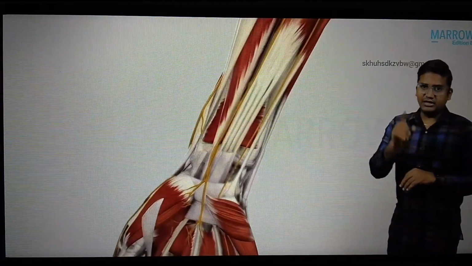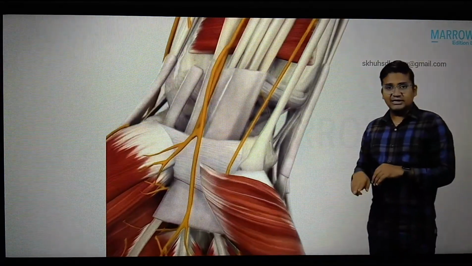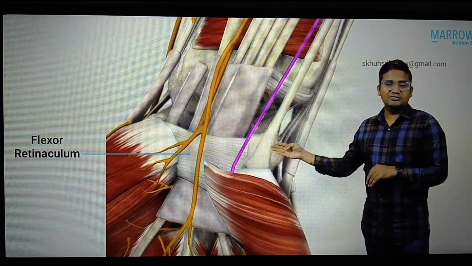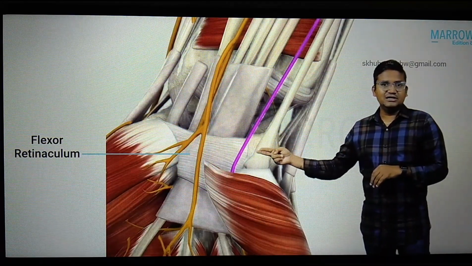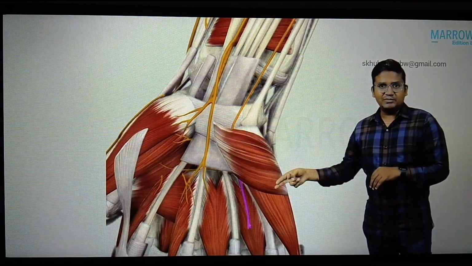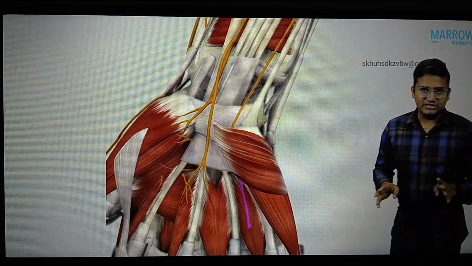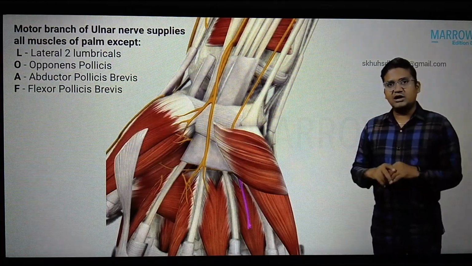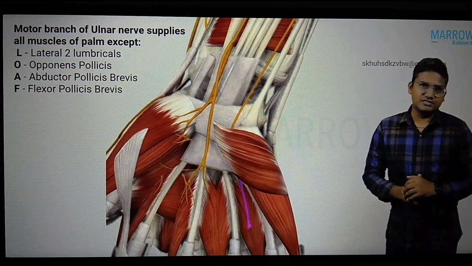Very important: median nerve is passing below the tunnel, whereas the ulnar nerve is passing above the tunnel, above the flexor retinaculum. See the ulnar nerve passing above the retinaculum band and then entering the palm. In the palm, it is divided into superficial branch and deep branch. Superficial branch, sensory branch; deep branch, motor branch. Motor branch supplies all the muscles of palm except the LOAF muscles. So lumbricals, palmar interosseous, dorsal interosseous, very important. They are high yield topics. In the recent exams, we are getting questions from these three muscles only.